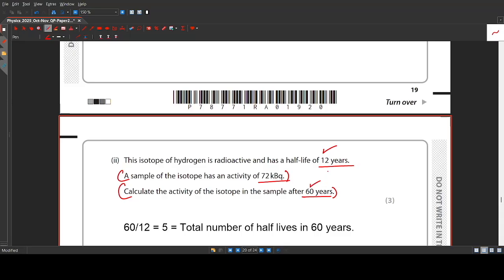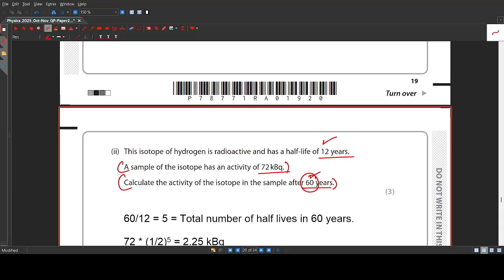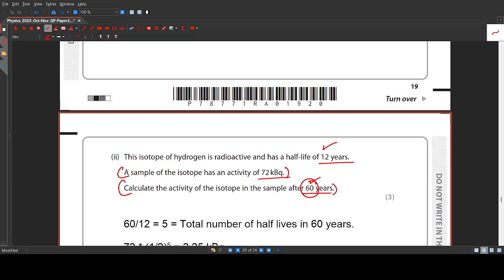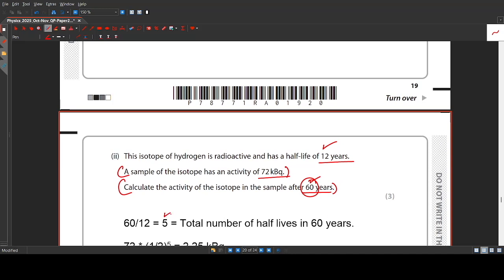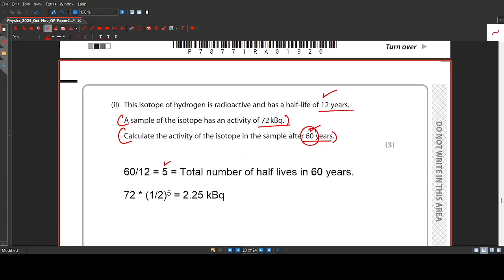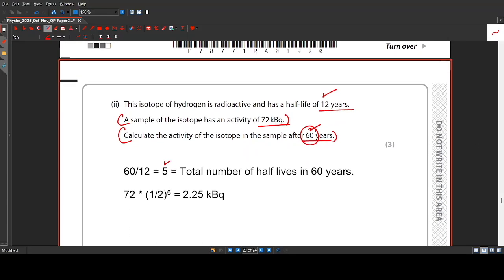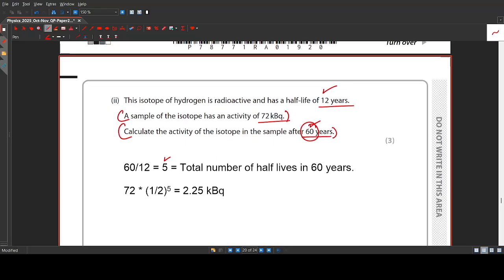So we know that after 12 years, the activity gets halved. Now we will have to determine how many half-lives are there in 60 years. So we're going to divide 60 by 12. If we divide 60 by 12, we see that we have got 5 half-lives. So total number of half-lives in 60 years is basically 5. So you just have to multiply 72 with 0.5 to the power 5 in order to obtain the activity of that particular isotope after 60 years.